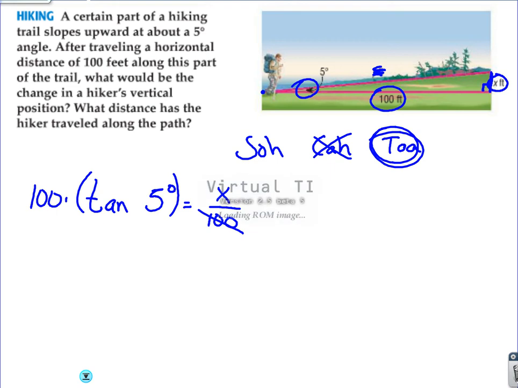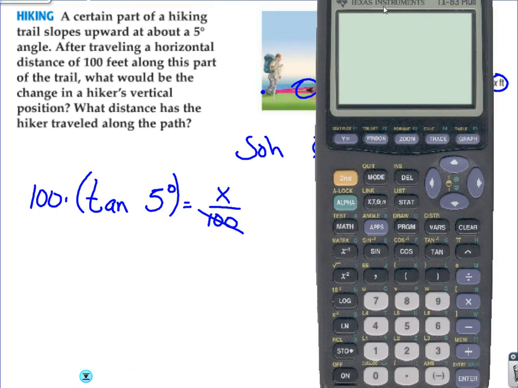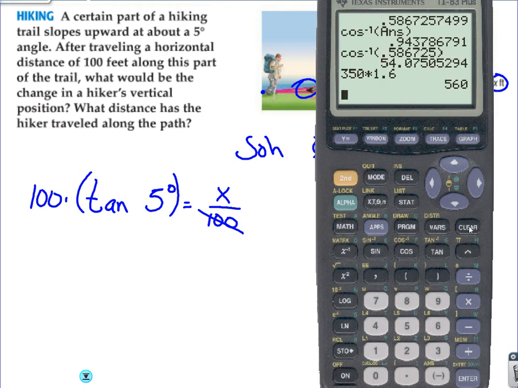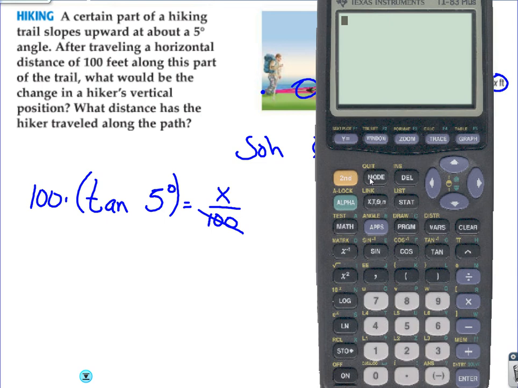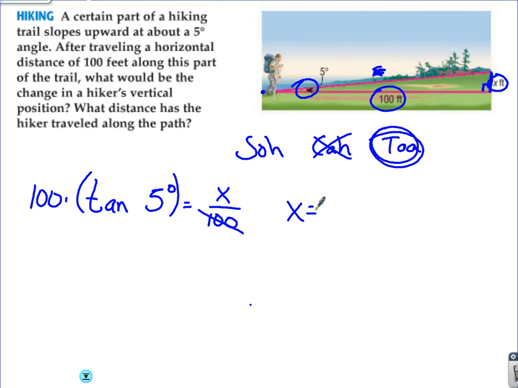Let me pull up my calculator here. Always make sure that I'm in degree mode, that I'm not in radian mode. I am in degree mode. So I'm going to do 100 times the tangent of 5. It shouldn't be a very big number. 8.7. So x is about 8.7 feet, I think is what it's measured in. So if you're going up a 5-degree incline, over the course of 100 feet, that's a pretty long walk, you're only going to raise 8.7 feet.